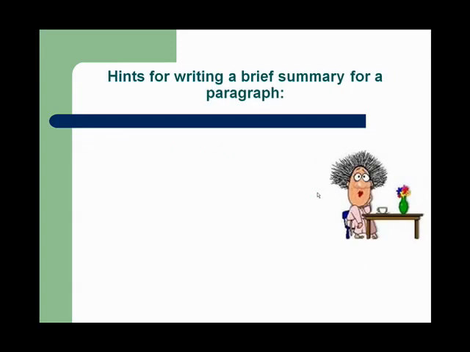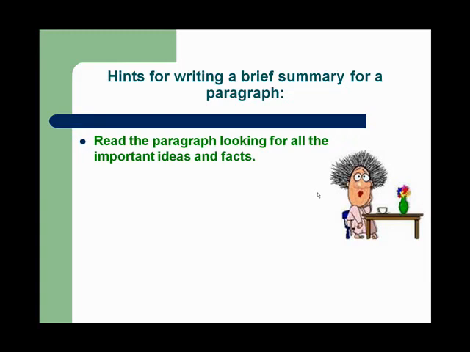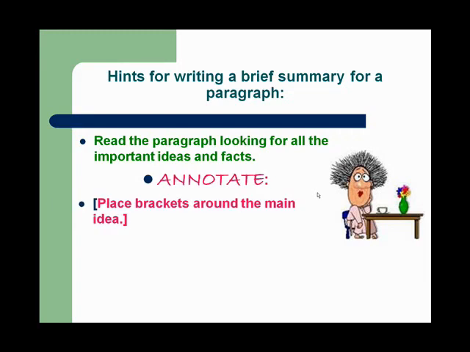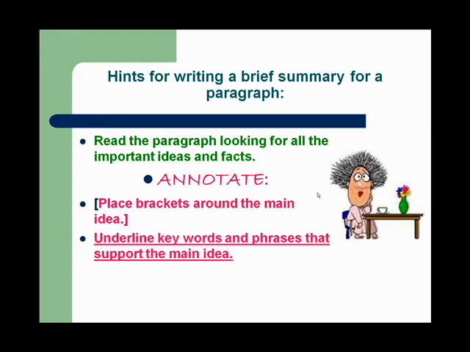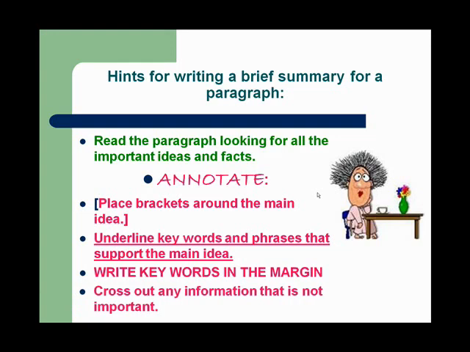Hints for writing a brief summary for a paragraph. Read the paragraph looking for all the important ideas and facts. Annotate. Place brackets around the main idea. Underline keywords and phrases that support the main idea. Write keywords in the margin. Cross out any information that is not important.